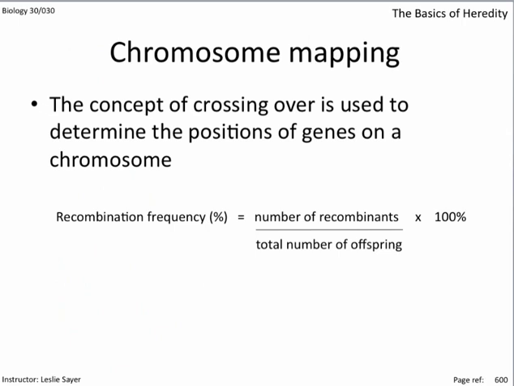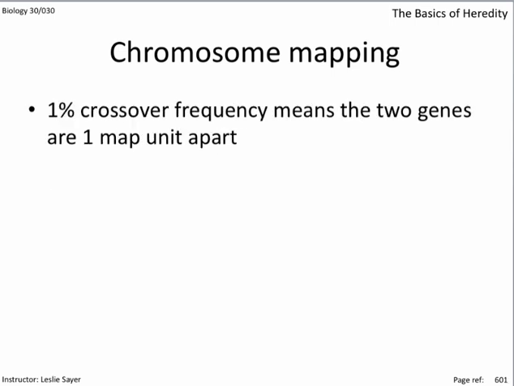The frequency of crossing over in percent is calculated by dividing the number of recombinant types by the number of offspring times 100. 1% crossover frequency means the two genes are one map unit apart. A map unit is the distance between two genes if the crossover frequency is 1%. At 2%, the distance between the two genes is double, or 2 map units. 3% frequency, 3 map units, and so on.